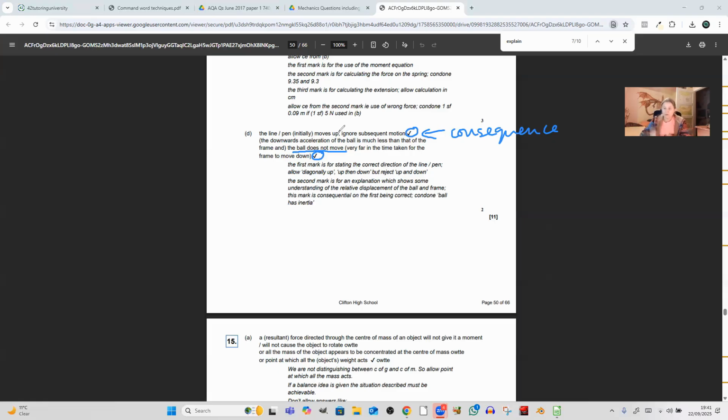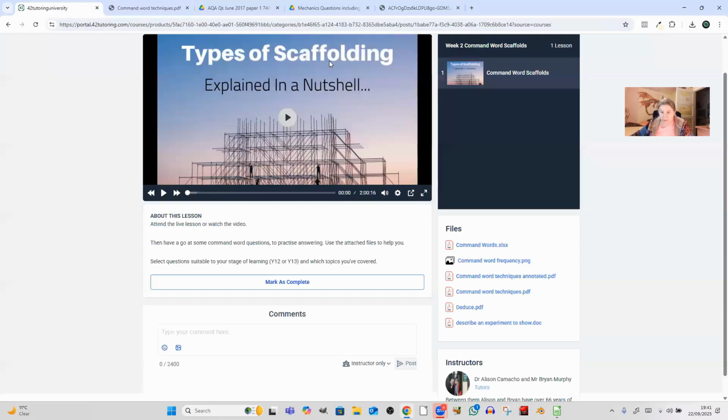Okay, now when you are doing explain questions, I want you please to think of this key fact, consequence idea, right? I'm going to clear those drawings right now. I want you to have a go at an explain question. Obviously, it needs to be an appropriate question for your stage of learning.